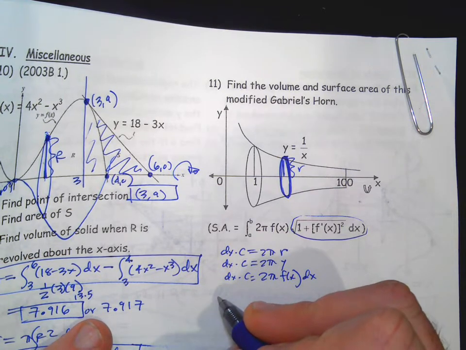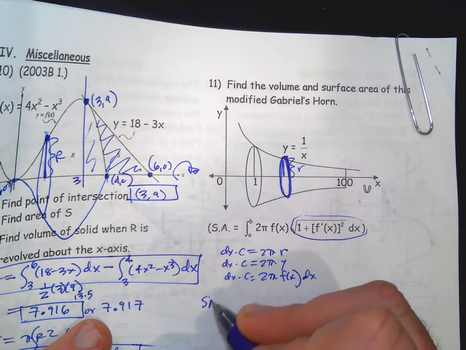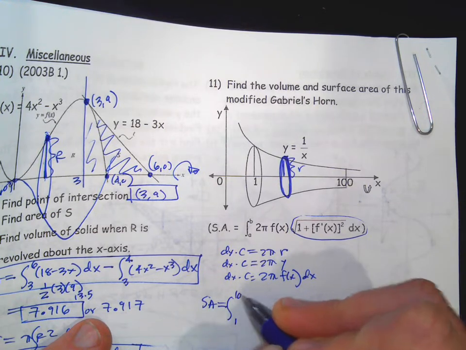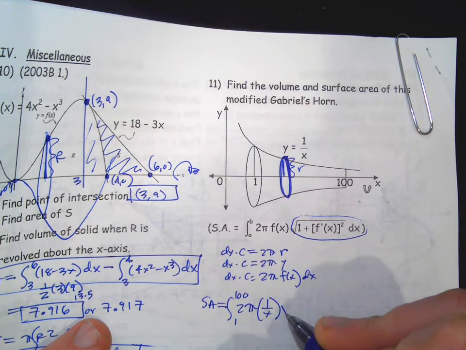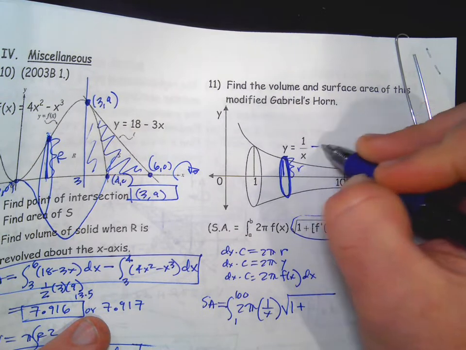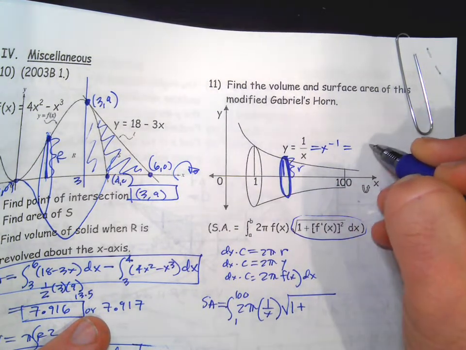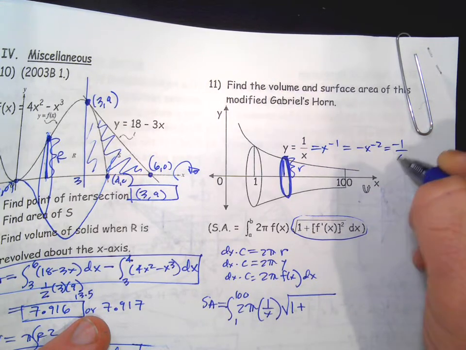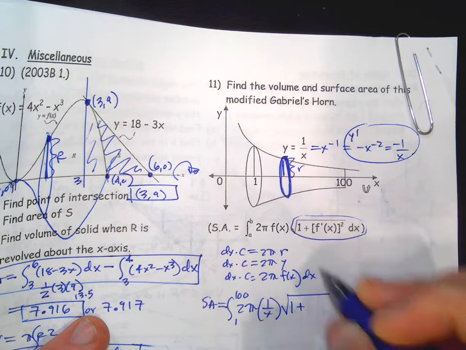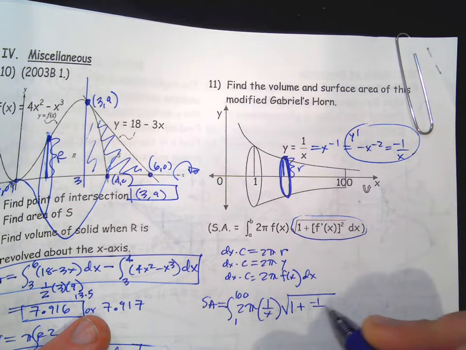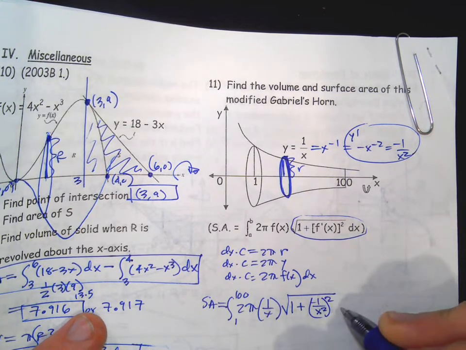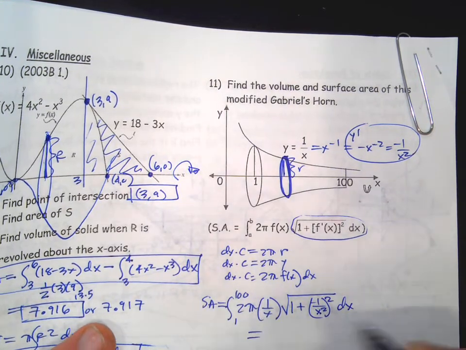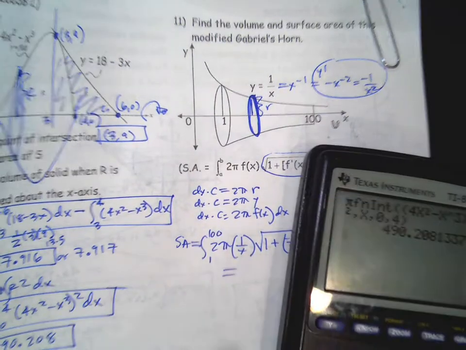So surface area, we'll try both ways. We're going from 1 to 100, 2 pi, the function is 1 over x. We could try this one, 1 plus the derivative. The derivative would be negative x to the negative 2, which is negative 1 over x squared, so negative 1 over x squared, dx. So we can try that and see if it gives us much of a different answer.